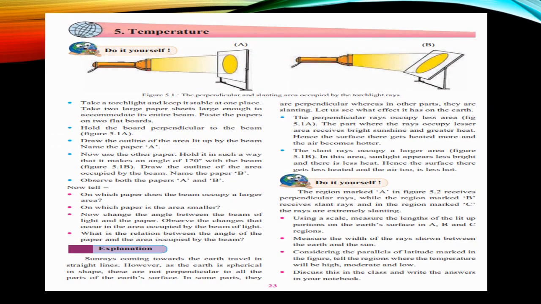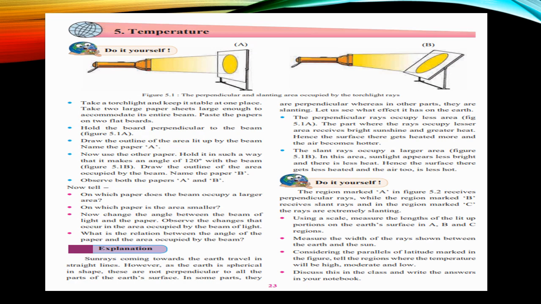So let's start with our first activity, that is do it yourself, students. You need to arrange all the things by yourself. If you are not able to arrange the things, just read the activity. It's very simple. Now take a torchlight. You can see figure 1 over there, and you can see a torchlight and a paper. In figure A the rays are perpendicular, and in figure B the rays are bent. So we are just going to do the activity. If you don't want to do it, you can just read the activity.